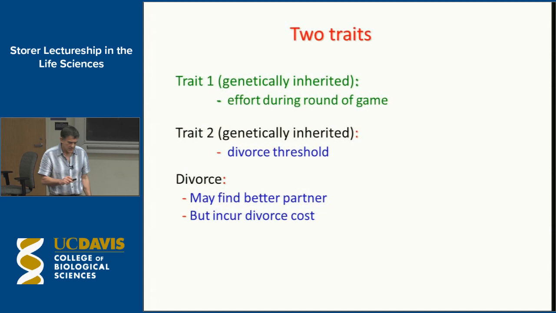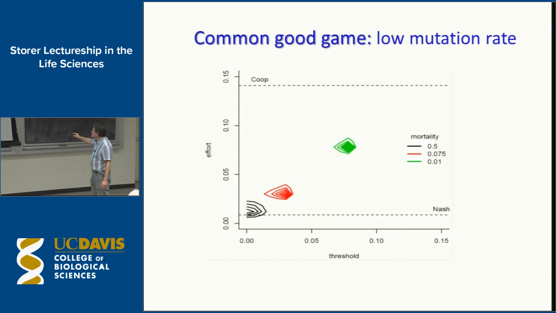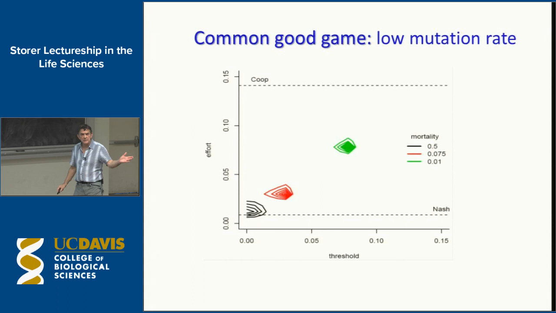Here's what happens when I evolve this for a particular game where there's a common good. These are the two traits I've plotted here. This is the effort you put into the common good, and here's the Nash equilibrium effort, and here's the cooperative effort, and they're very different. Here's how choosy you are about your partner. These are contour plots, if you like, of frequencies for three different mortalities within the population at stability, when I've run it forward for a long time.